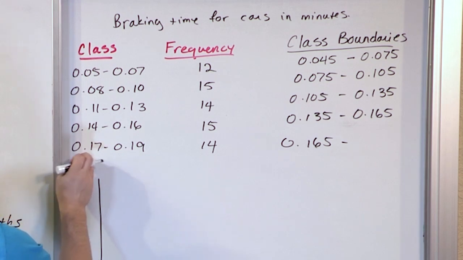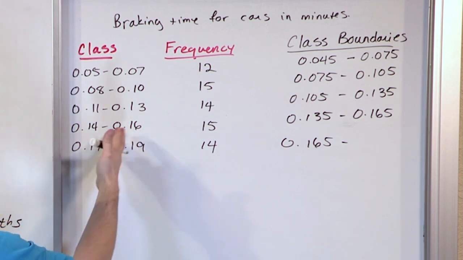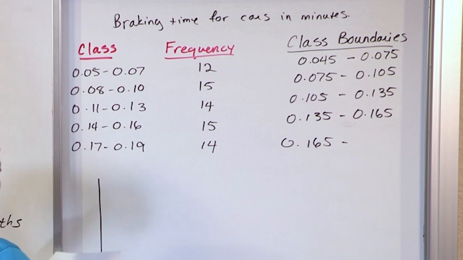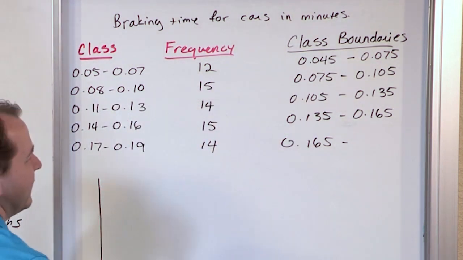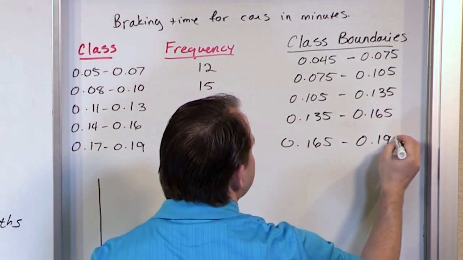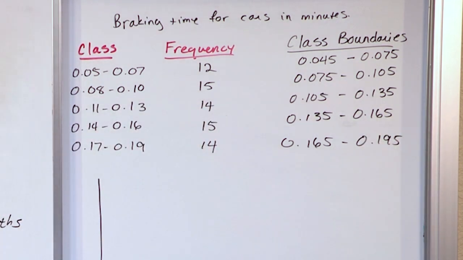Because this is going to be on the left-hand side of this guy here. What's between, well, there's no further classes. So since you know that you're just going halfway between everything, you can see the pattern and see that this one's going to be 0.195. So these are going to be the classes. You're going to have these class boundaries here.